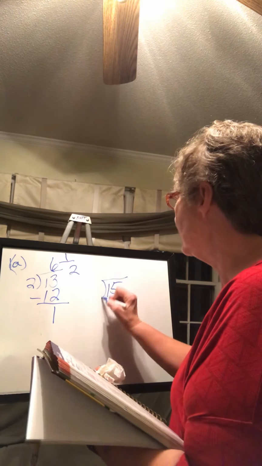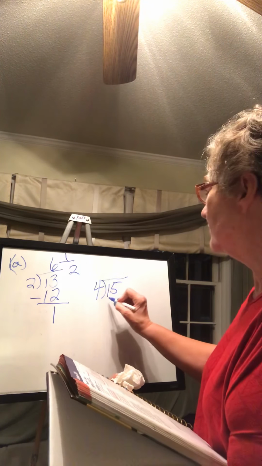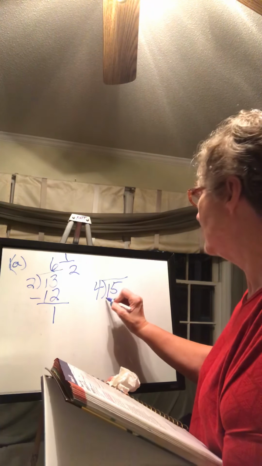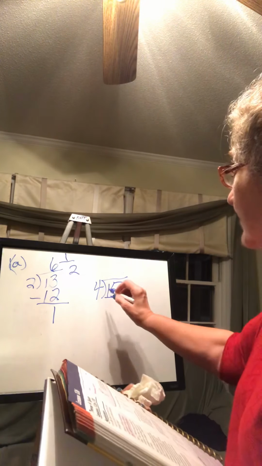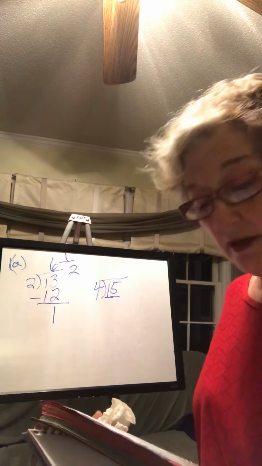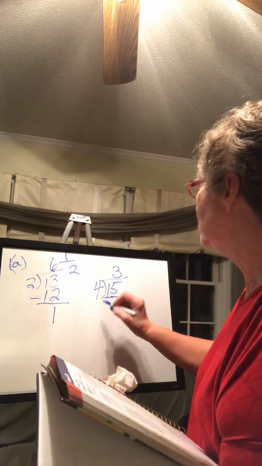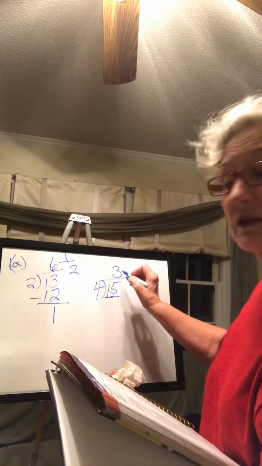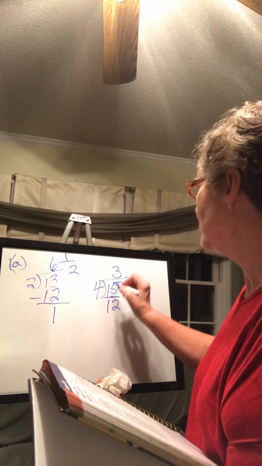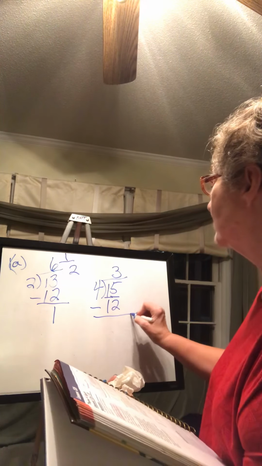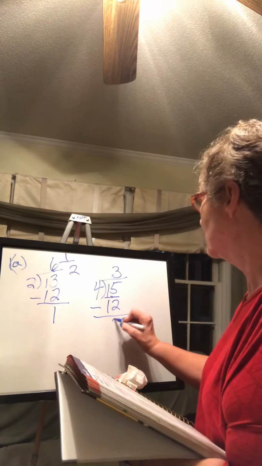15 divided by 4. Now you're going to divide it like you always do. You can't do how many 4s into 1? None. So let's go on over to 15. How many 4s in 15 without going over? That would be 3. So Daddy divided. Mama's going to multiply. 3 times 4 is 12. Sister's going to subtract. And that gives you 3.